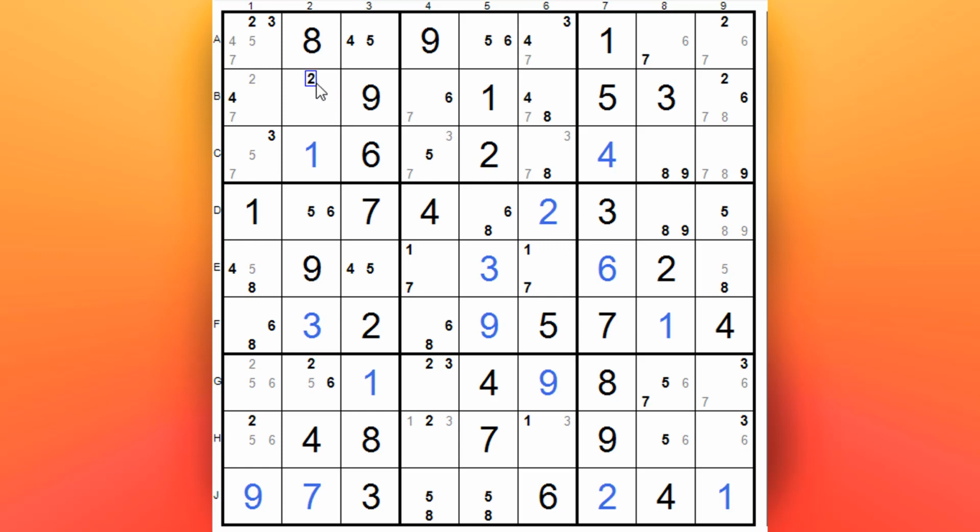We have this 2 up here to handle. That 2 in there gets rid of this one. And getting rid of that one means that this is the only 2 now left for that row. So we'll come back to that one.